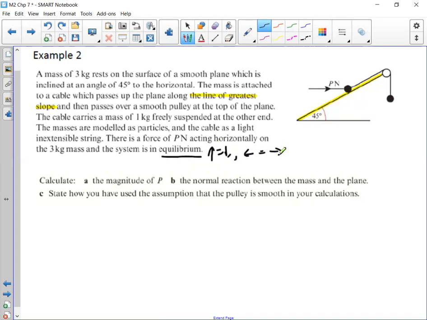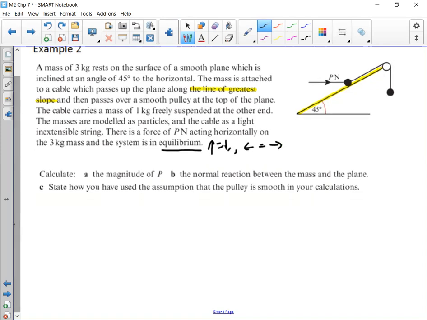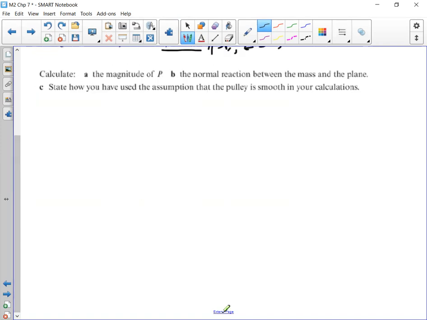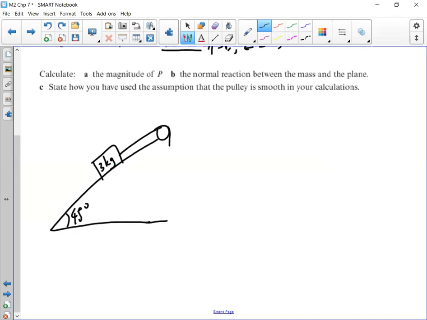Okay, right. That diagram is not good enough in my own eyes, so I'm going to draw my own one. It's a lot better, trust me. So 45 degrees in here. A block of mass, I like to use a rectangle for the 3 kilogram block of mass, passing through a pulley. We've got 1 kilogram in here. Okay. We've got P Newton going to the right.